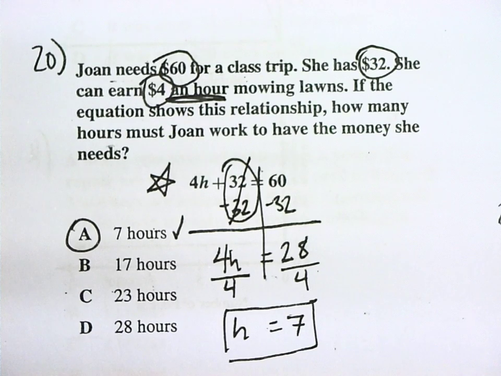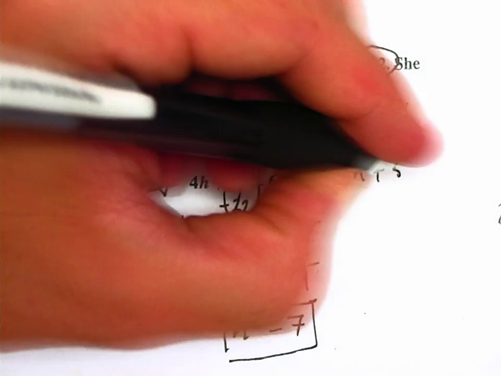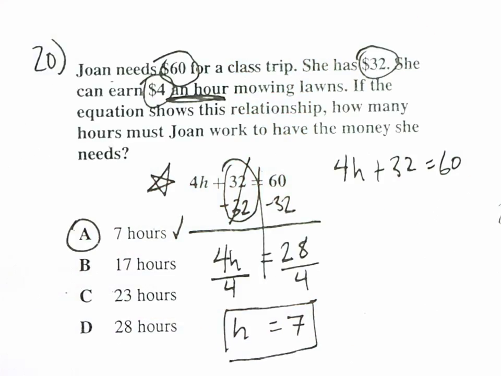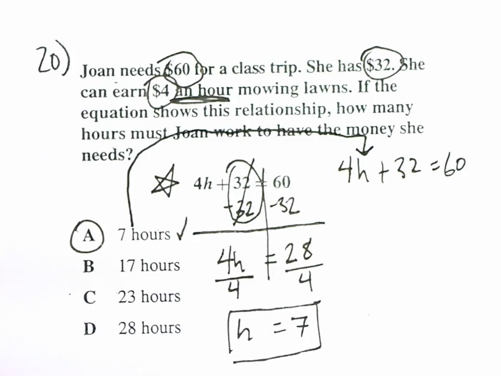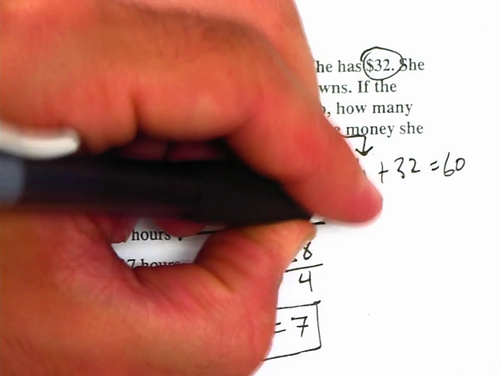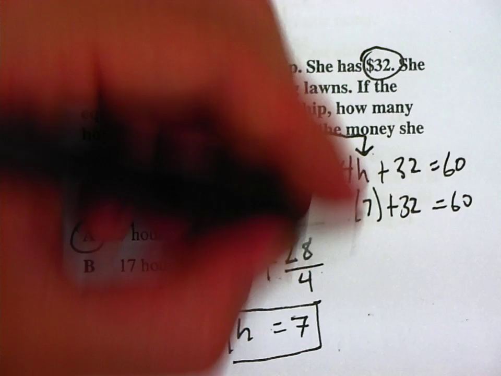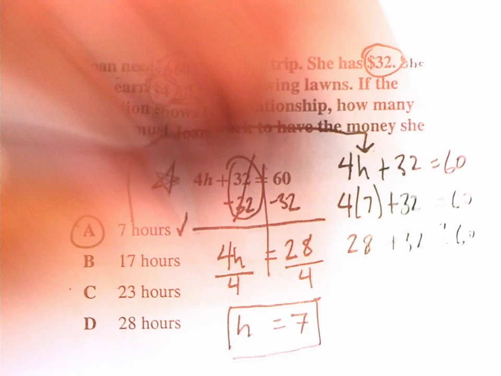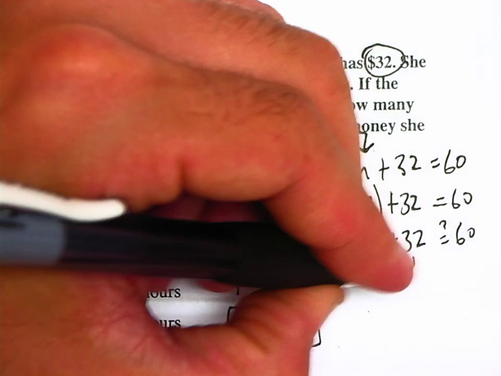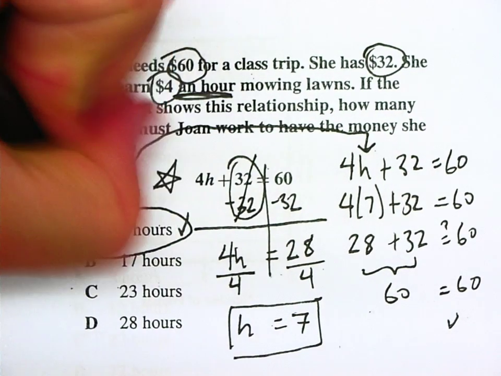Another way you could have approached this problem is just using substitution. 4 times h plus 32 equals 60. You could have just tested the answer choices out and seen which one worked. If I plug in that first answer choice, I should see that it works. 4 times 7 plus 32 equals 60 should work out. 4 times 7 is 28, plus 32 should equal 60. Does it equal 60? 28 plus 32 is 60. So another way I could have approached this problem is just by substitution. And again, I would have seen that the answer is A, 7.